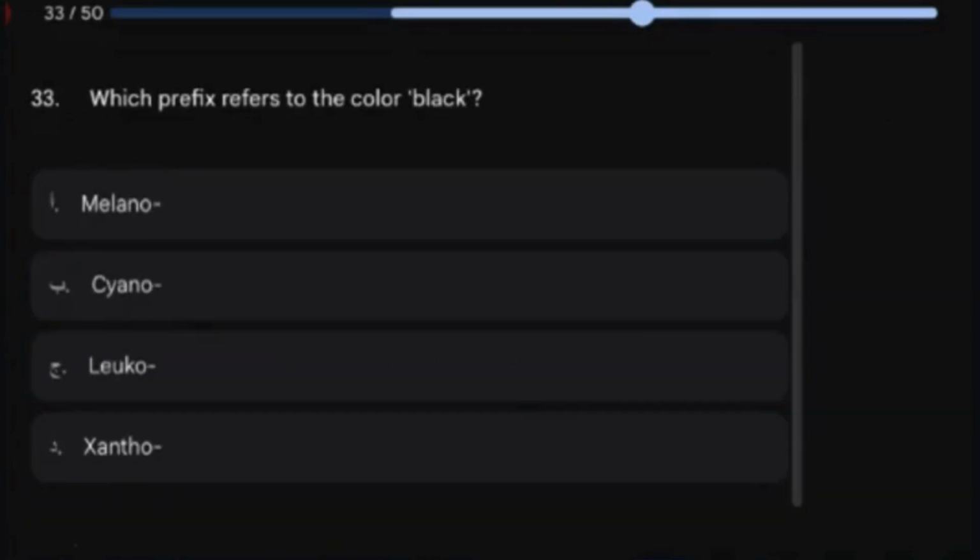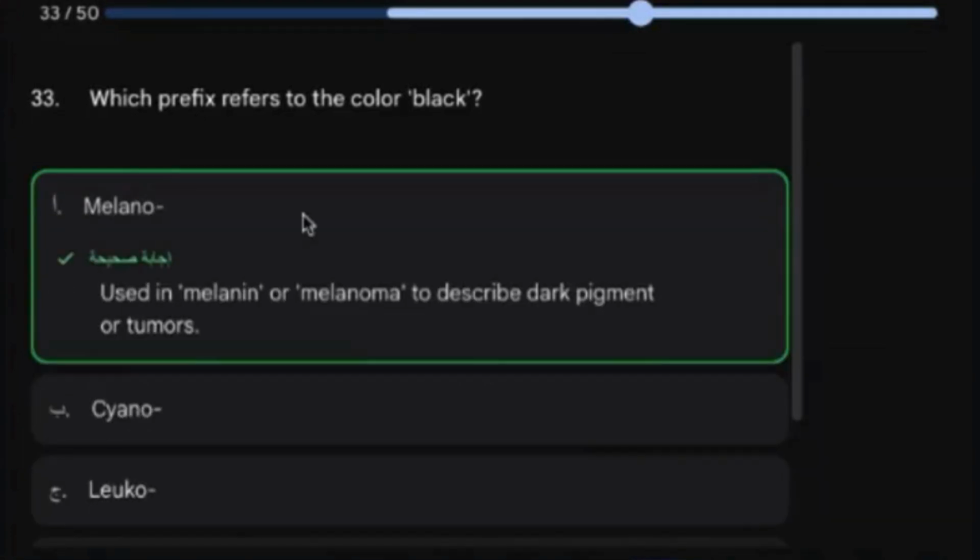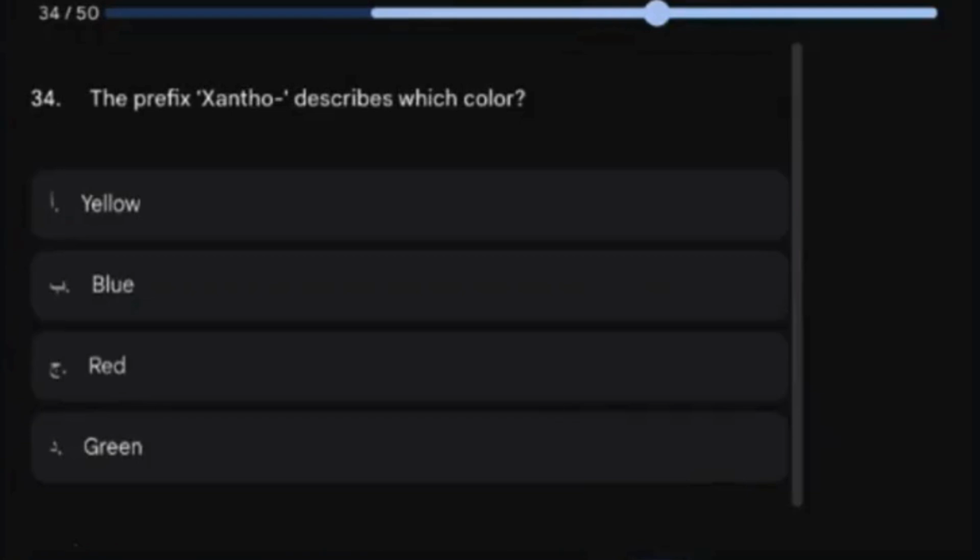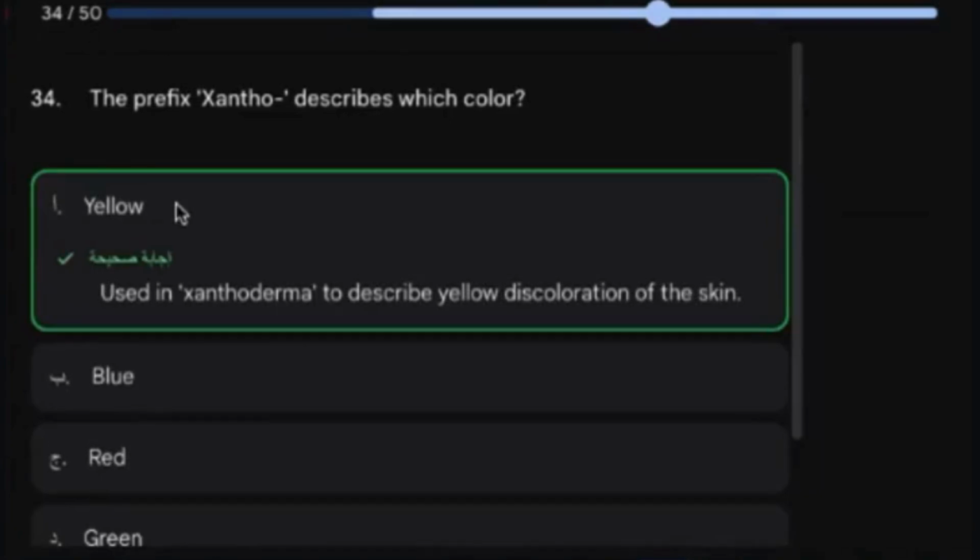The prefix which is used to refer to the color black, is it melano, cyano, leuco, or xantho? It is melano, okay? Like melanoma, for example, a tumor that originates from the melanocytes, or melanin, the dark pigment. The prefix xantho describes which color? Yellow, blue, red, or green? Cyano means blue. Erythro means red. Green is chloro. So xantho is yellow, like xanthoderma, yellow discoloration of the skin.